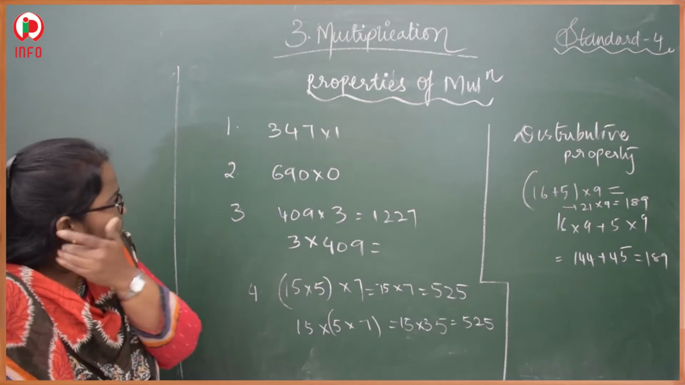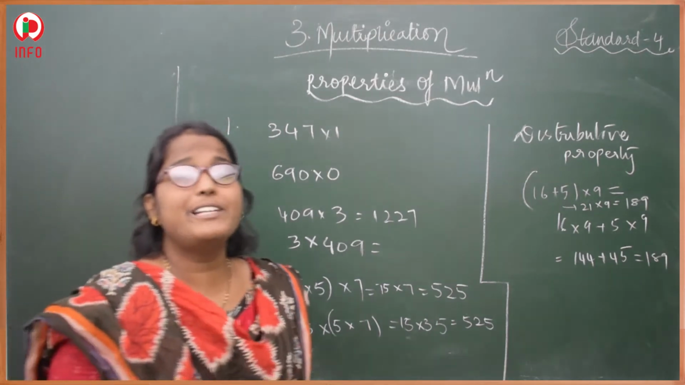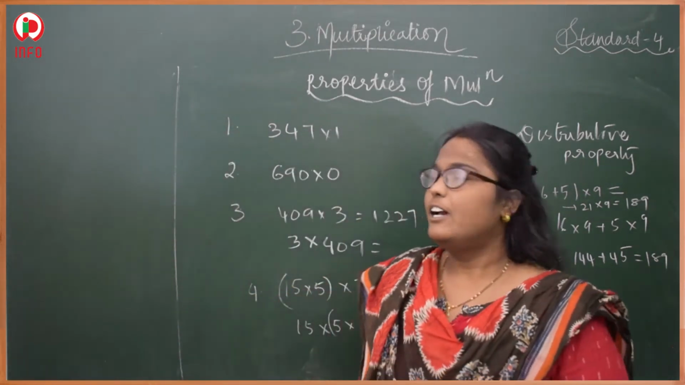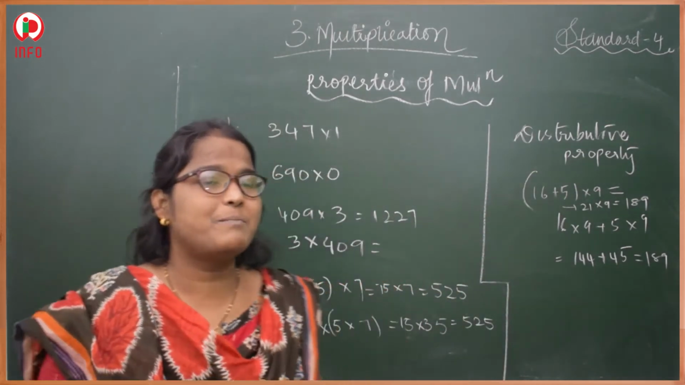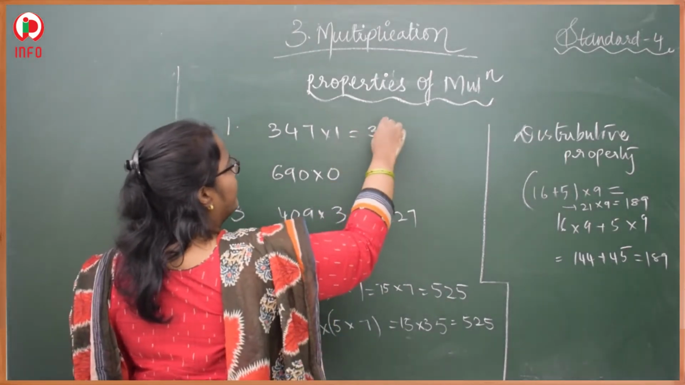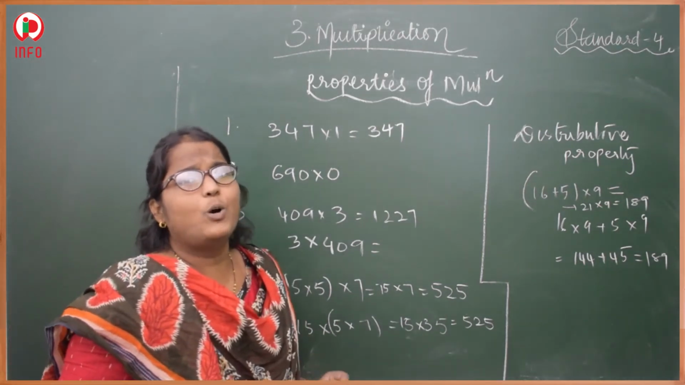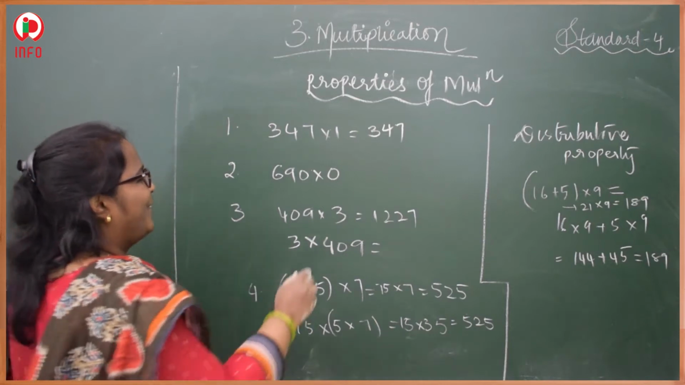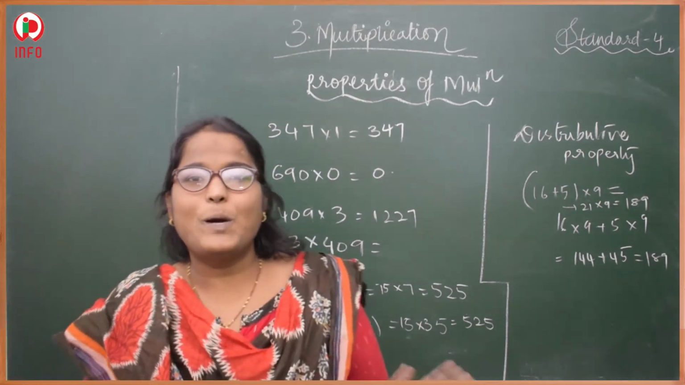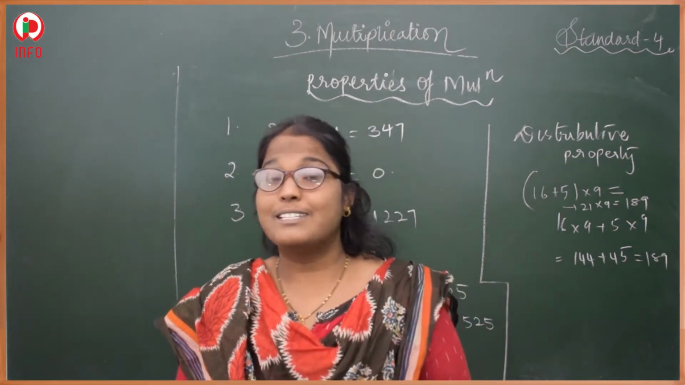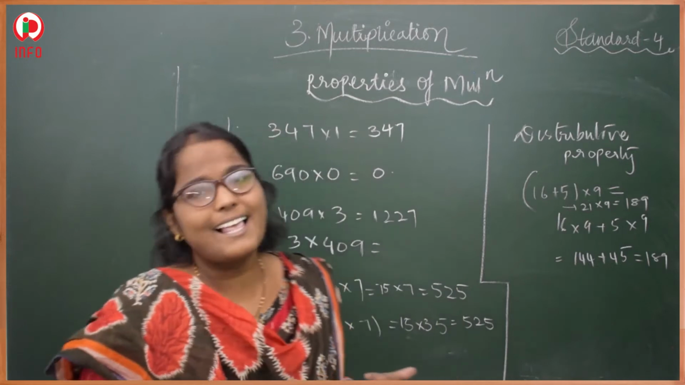So now I would like to explain to you the properties of multiplication. We have different properties here, children. I am going to explain each and everything in detail. The first property is, if I multiply any number with 1, the value remains the same number. Okay, children. The next one, if I multiply any number with 0, what does it become? 0. Good. If I multiply 1 into 2, what will it become? 2. The same way, if I multiply 2 into 1, what will it become? It will become 2 itself.